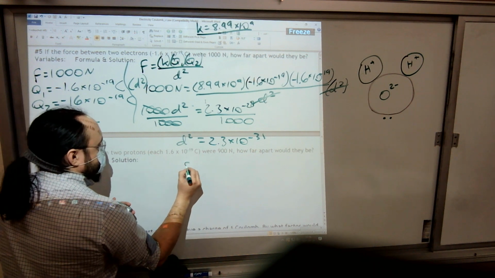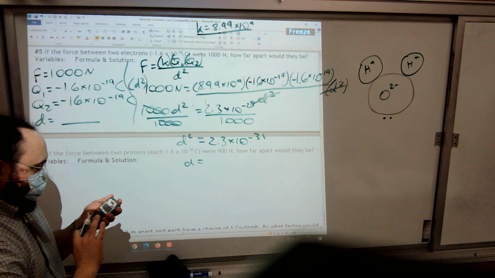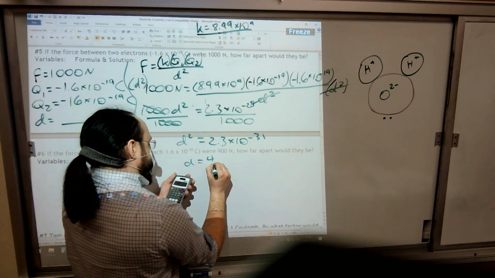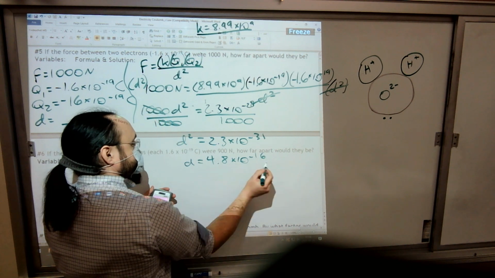That's d squared. I'm not done yet. I have to take its square root. Square root of answer equals 4.8 times 10 to the negative 16. That's a distance, so it's in meters.